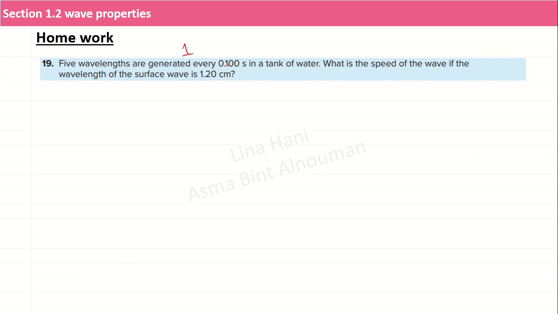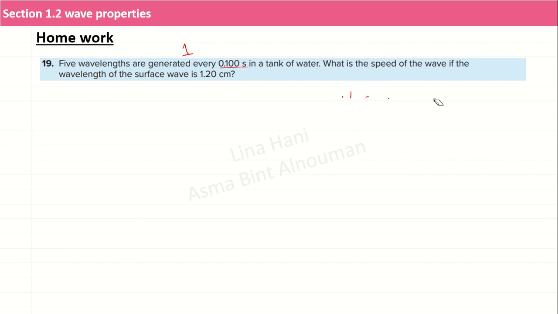That's like saying I need 5 seconds to print 5 papers. You can figure out that each paper needs 1 second to be printed. This is the same situation. I need 0.1 second to create 5 waves. So that means each wave can be created over 0.1 divided by 5 waves, 0.02 seconds. So each 0.02 seconds we generate one wave.